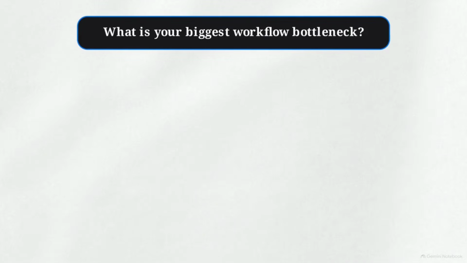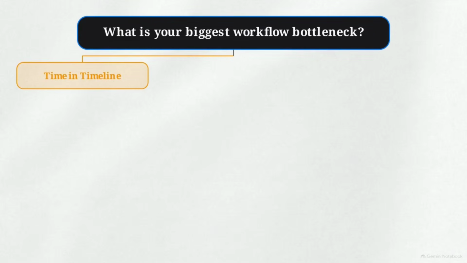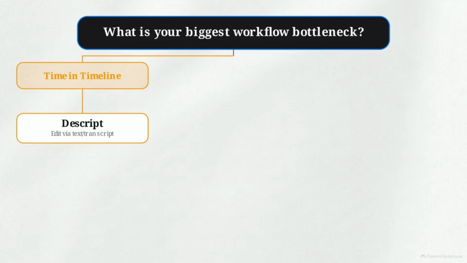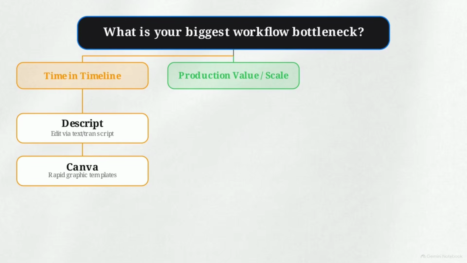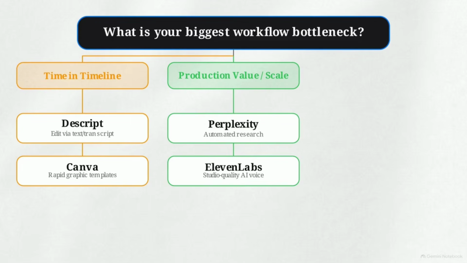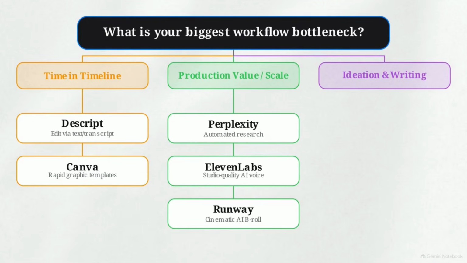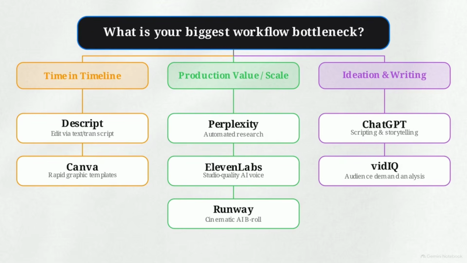To avoid that, we can use this decision tree to match specific tools to your exact needs, starting by identifying your biggest bottleneck. If you are a personality-driven channel getting buried in the edit, follow this path to prioritize Descript for faster cuts and Canva for quick packaging tests. If you run a faceless explainer channel and need massive scale, this middle branch leads you to Perplexity, ElevenLabs, and Runway to generate your core assets. And if you are constantly stuck trying to find the right topic or write the script, the final path directs you to ChatGPT and vidIQ to align your ideas with actual audience demand.